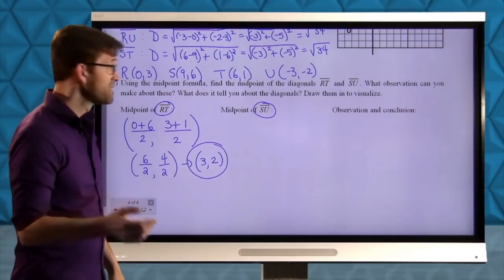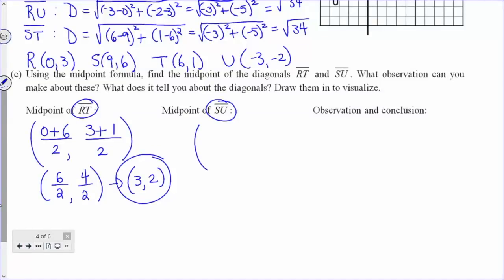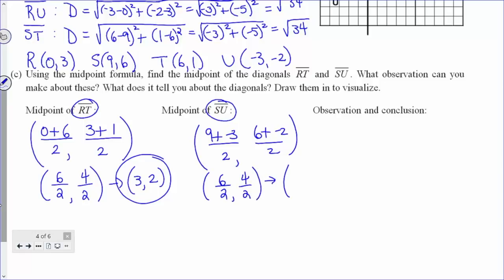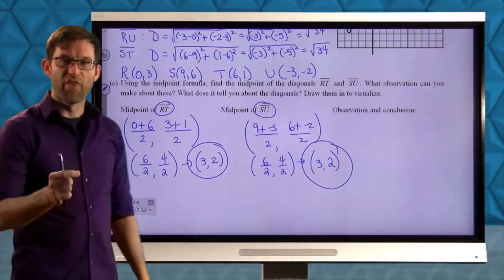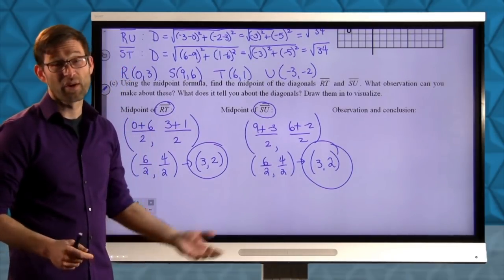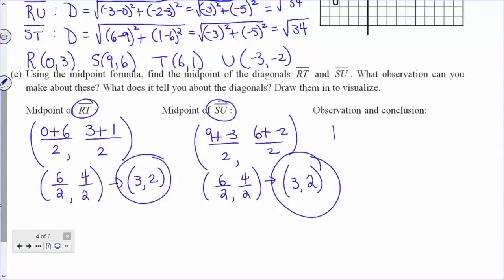All right, let's take a look. Easy enough. SU, let's see, we've got 9 plus negative 3 divided by 2, and 6 plus negative 2 divided by 2. That's going to give me 6 divided by 2 and 4 divided by 2, and that's going to give me a midpoint of 3, 2. Wow, I'll be darned, right? They have the same midpoint. Okay, so I guess that's our observation.